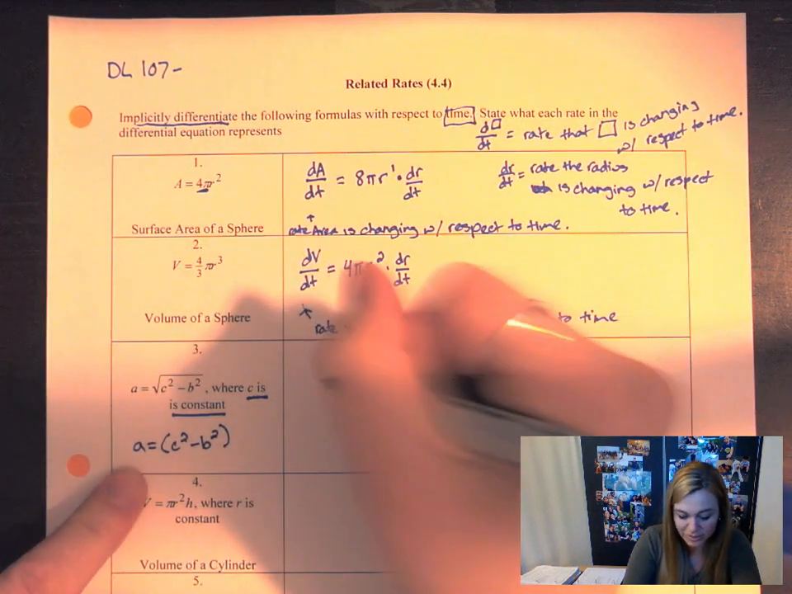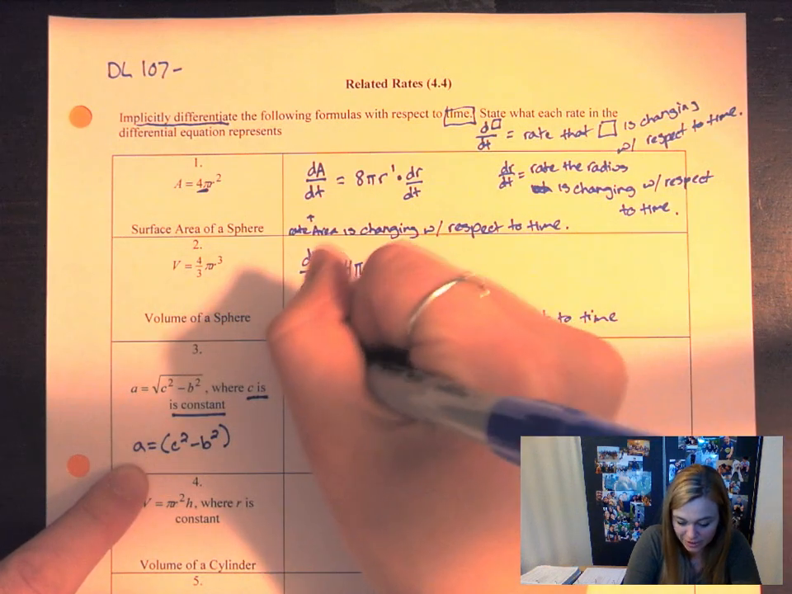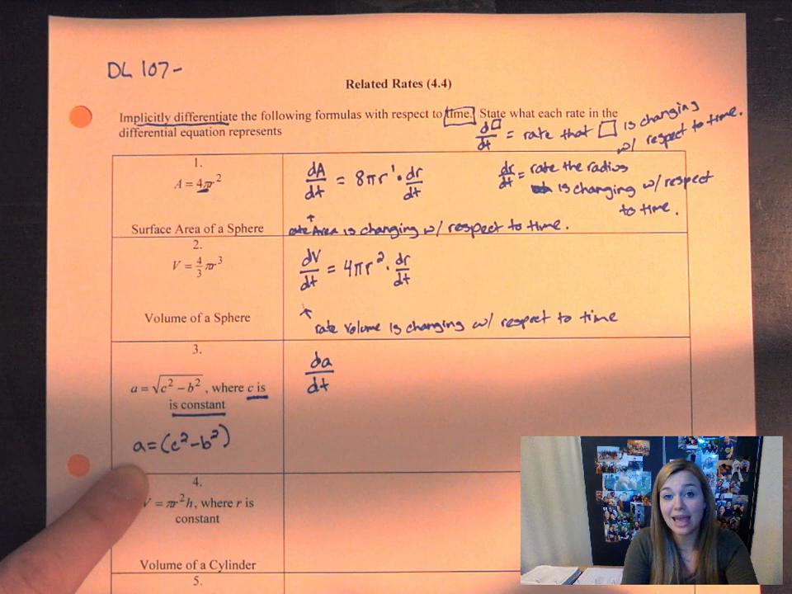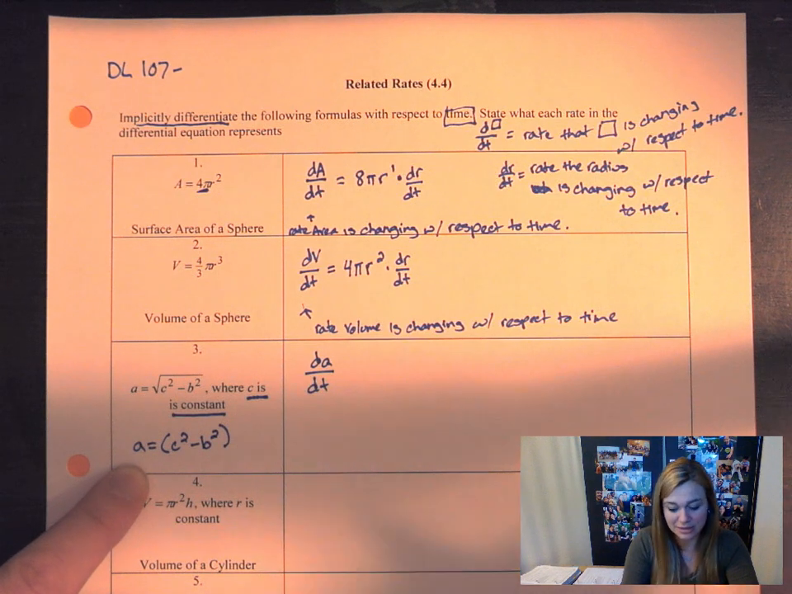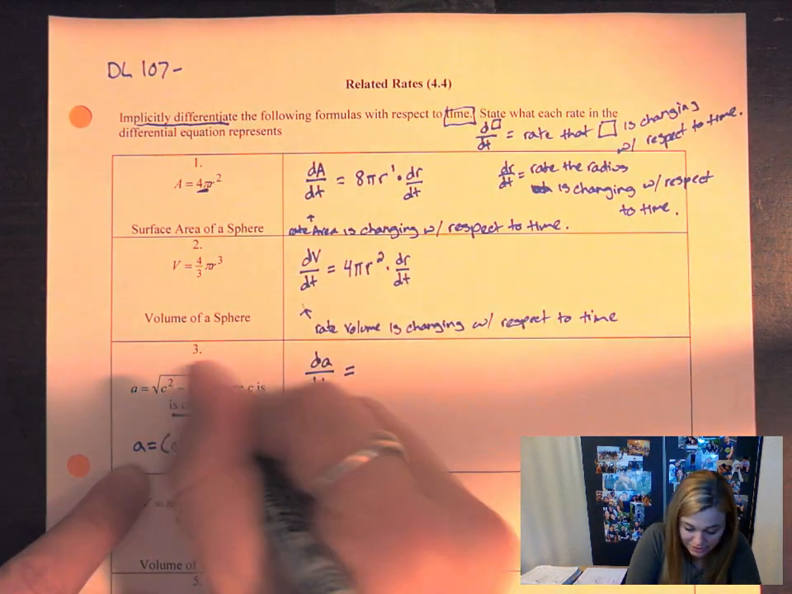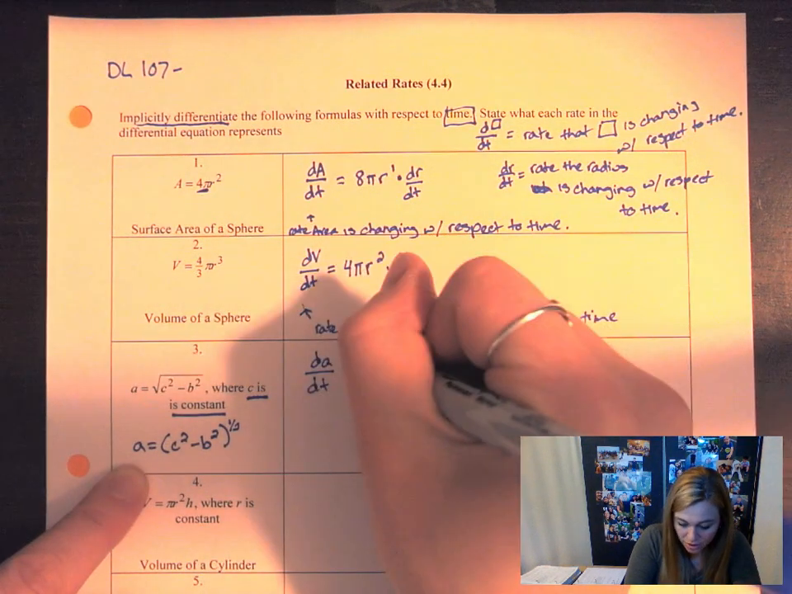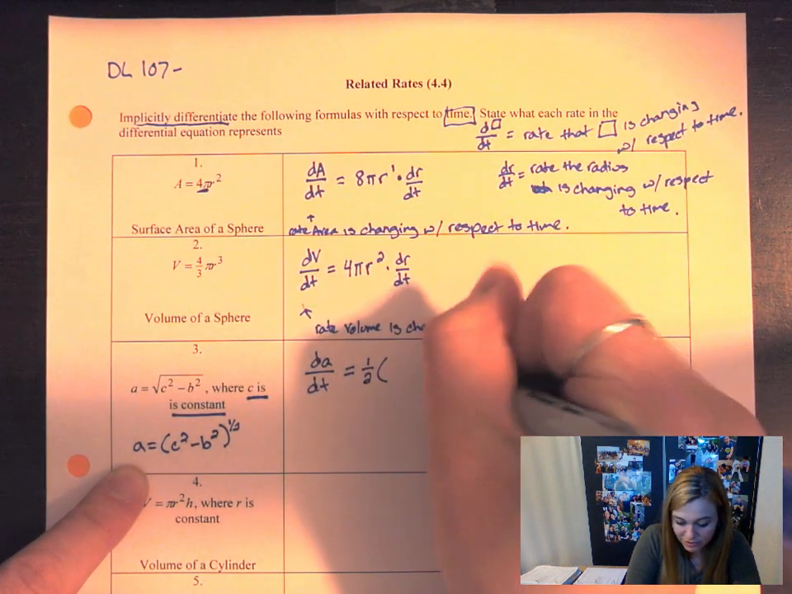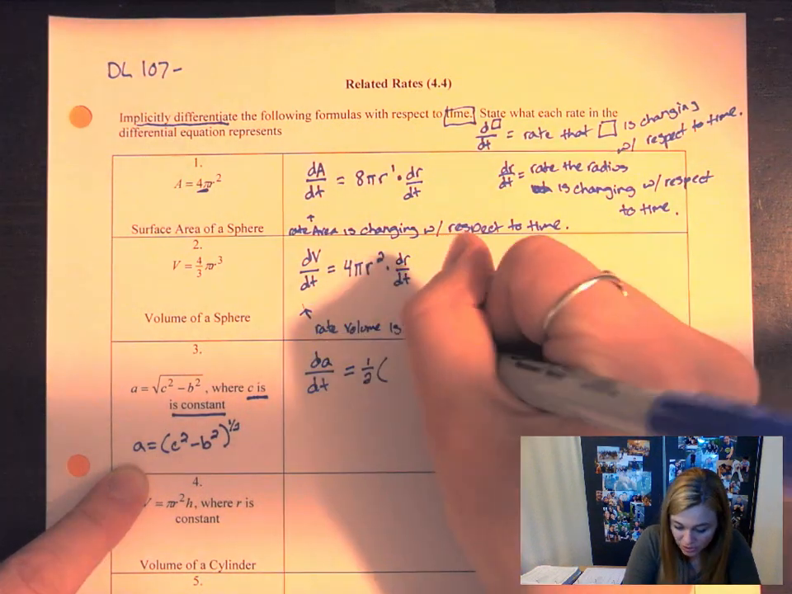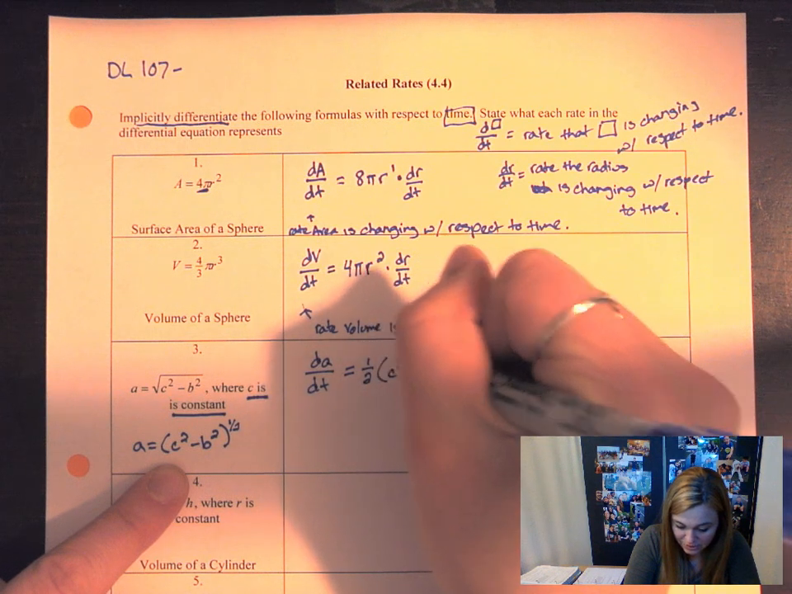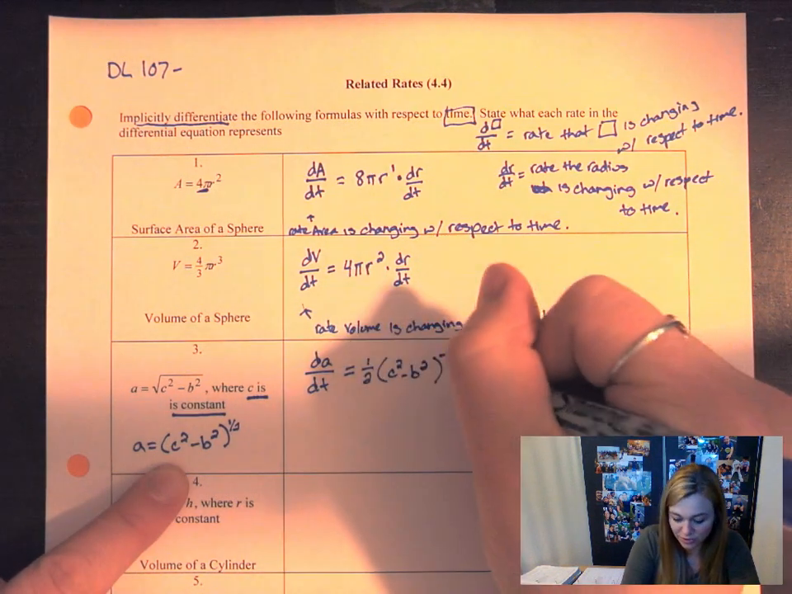And then I'm going to go over here and say, okay, the derivative of a would be dA dt, which, by the way, is the rate at which a, or side a, is changing with respect to time. It is equal to, I forgot this a second ago, this would be to the 1/2 power. 1/2, leave the inside alone. My new exponent is -1/2. So leaving the inside alone, times the derivative of the inside.